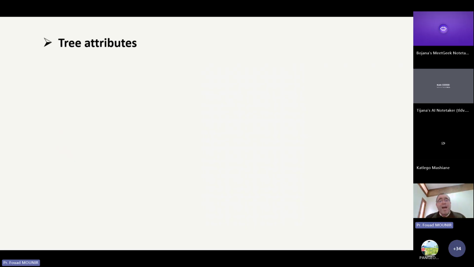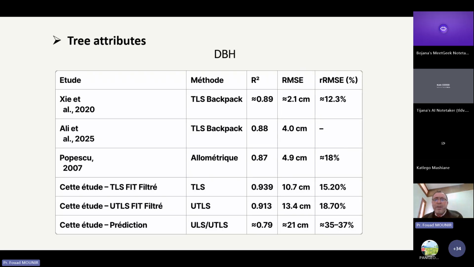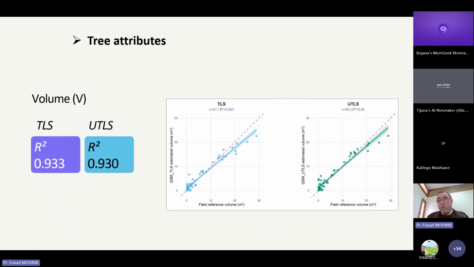Comparing our result to other studies that have been done before, we found that our study is very comparable and sometimes more effective than the other studies done by other authors and researchers. For the volume, we found that the results are very high, using TLS or both combined data, ULS and TLS, and we found here that the R square is about 1.9 in both situations.